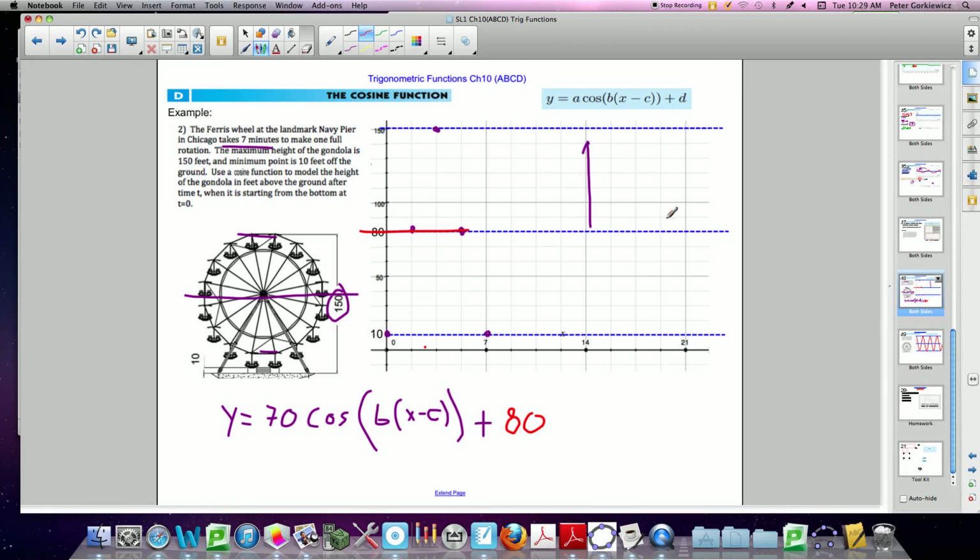So let's find B, right? B, I know, is 2 pi over B is the period. And the period for this thing, well, goes up, goes down. That up, down takes 7 minutes. So this period is 7 minutes. So we're just going to rearrange this, multiply by B, divide by 7, and you end up with B is 2 pi over 7, right?